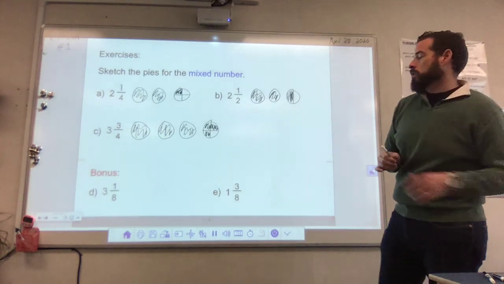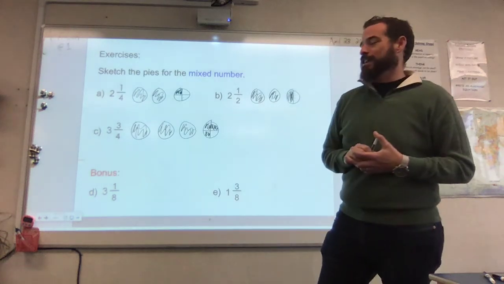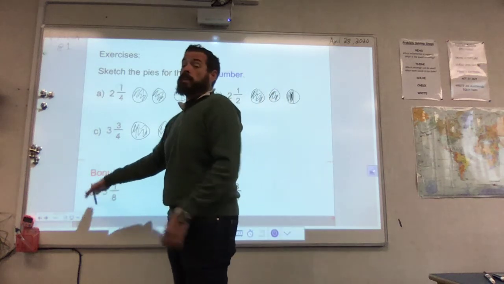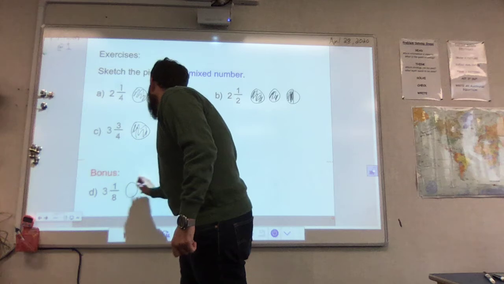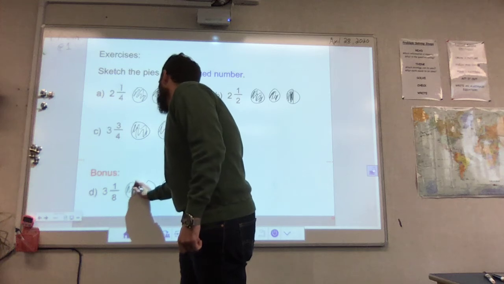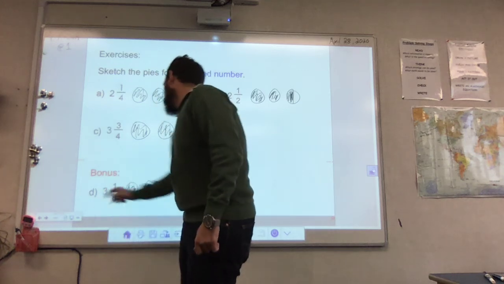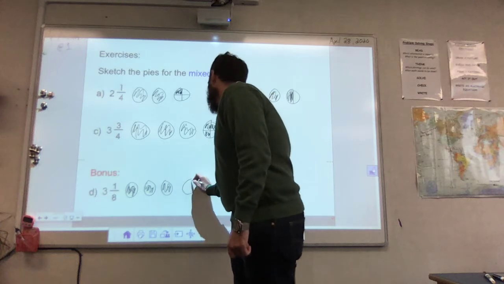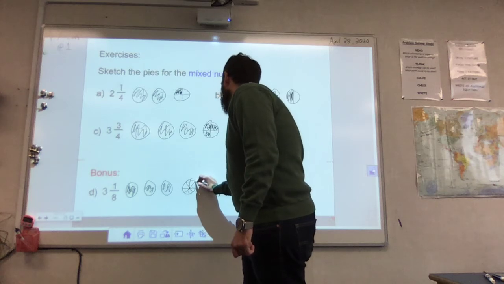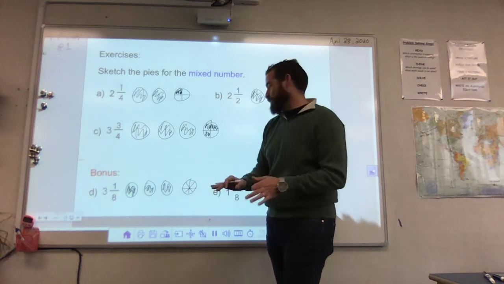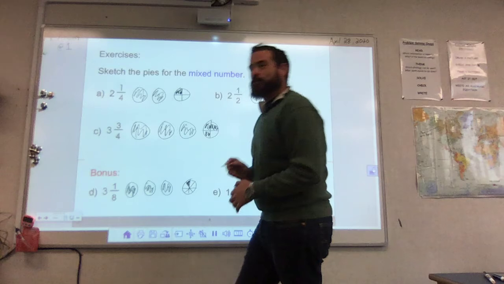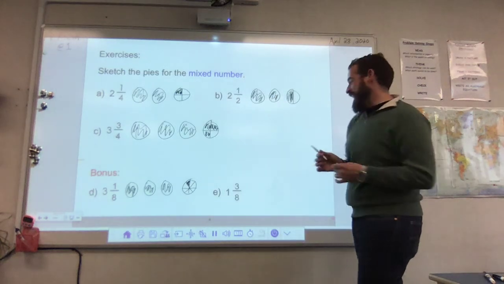I'm sorry, 2 more. 3 1/8. So again, I will need to draw 4 circles because I've got 3 wholes and then a part of a whole. I'll do that. 1, 2, 3, 4. So those 3 are shaded in to represent my whole number. And then now I've got to do 8ths. Remember, imagine that they are equal parts. So I've got my 8 equal parts, and one of those is shaded in to represent 3 1/8.